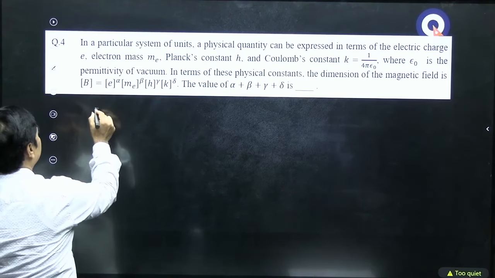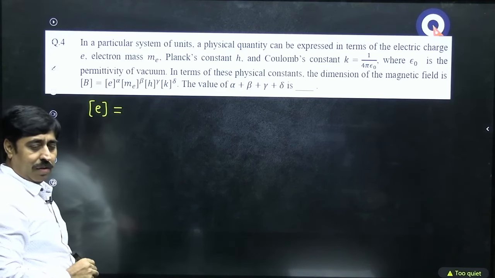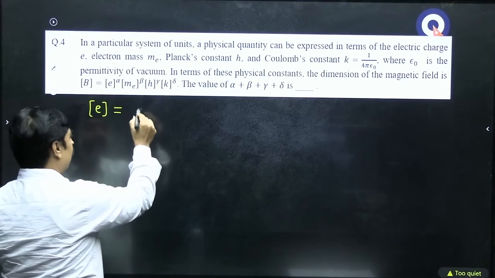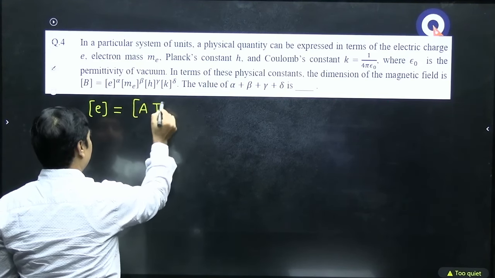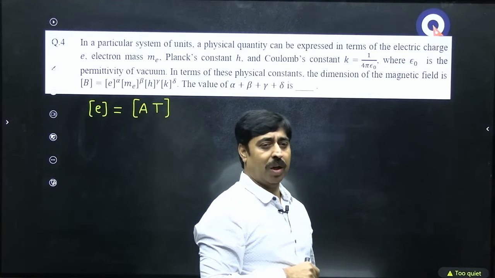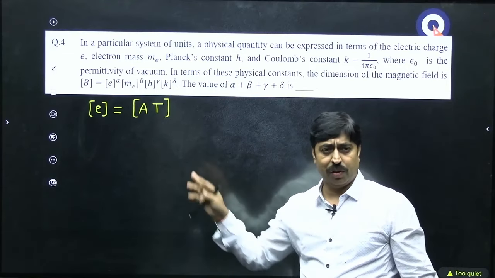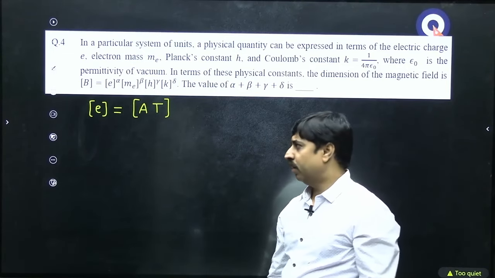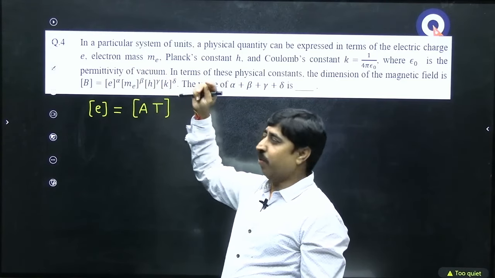Electric charge e. Do you know the dimensional formula of electric charge? I guess all of you know that. Electric charge is not a fundamental quantity. Current is a fundamental quantity. So, if you represent current by A in our dimensional formula, A for ampere, then A T, current into time, is charge actually. A into T is the dimensional formula of charge. Mass is mass, nothing to do about it.